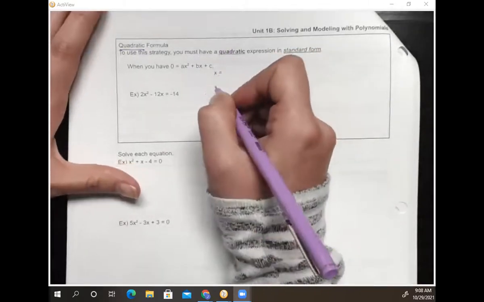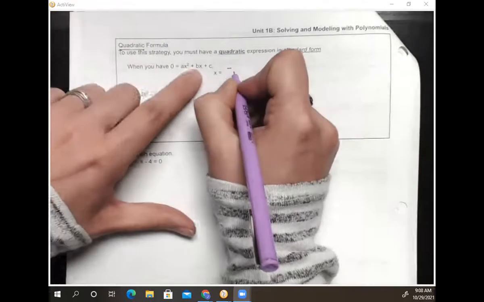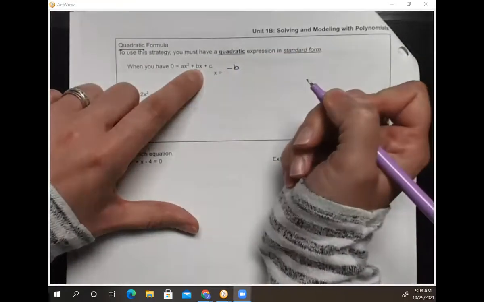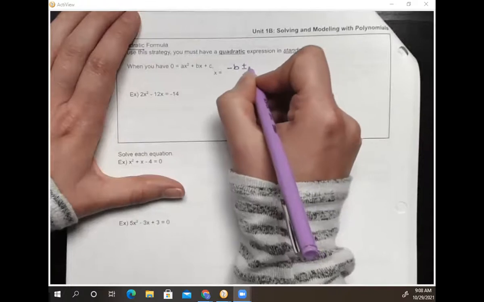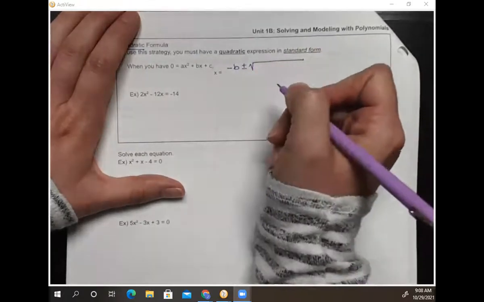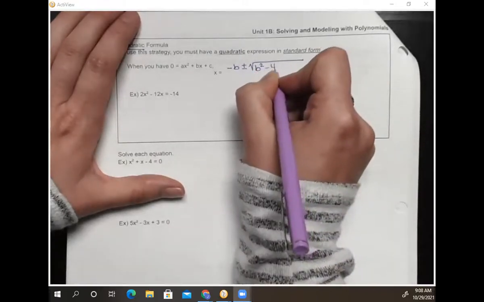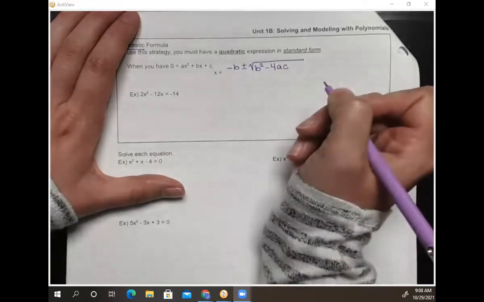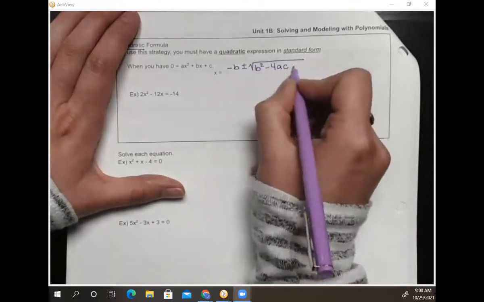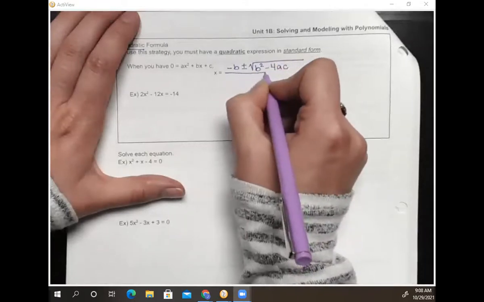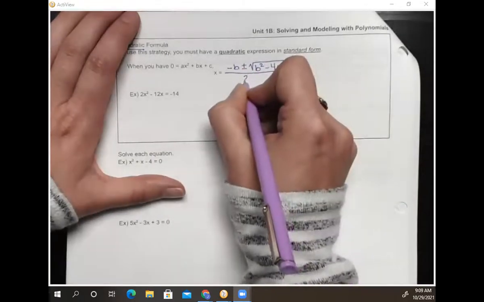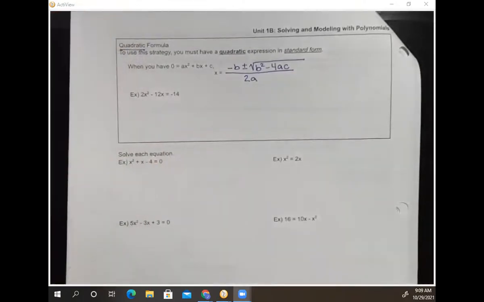Our solutions will be the opposite of whatever that b value is, plus or minus the square root of b squared minus 4 times a times c. This is all under our square root here. And then everything that I've written so far is divided by 2a. So negative b plus or minus the square root of b squared minus 4ac all over 2a.